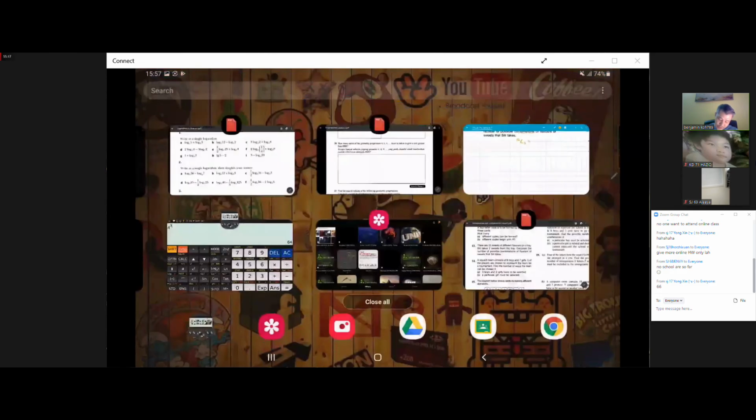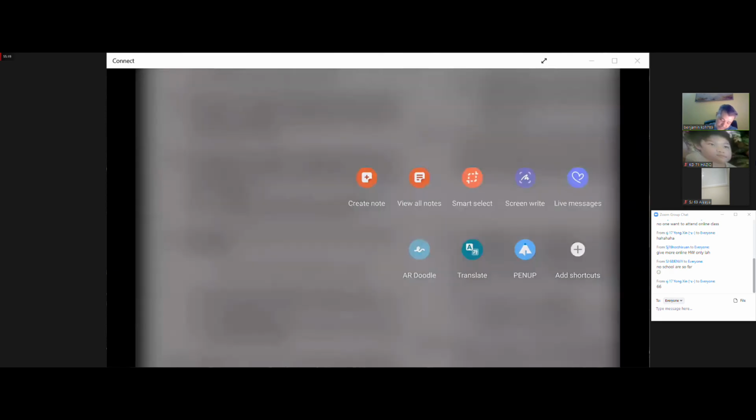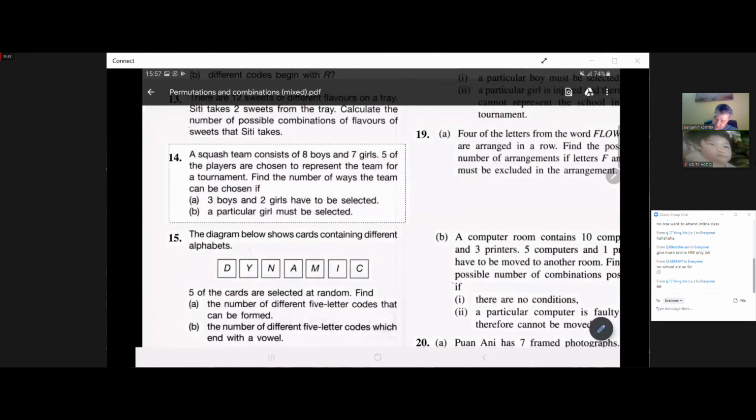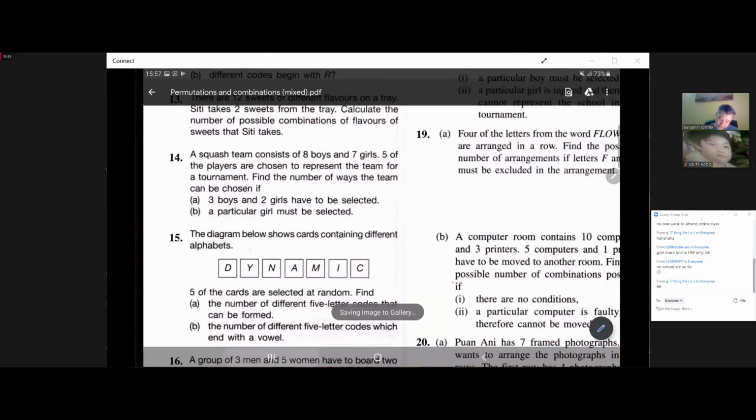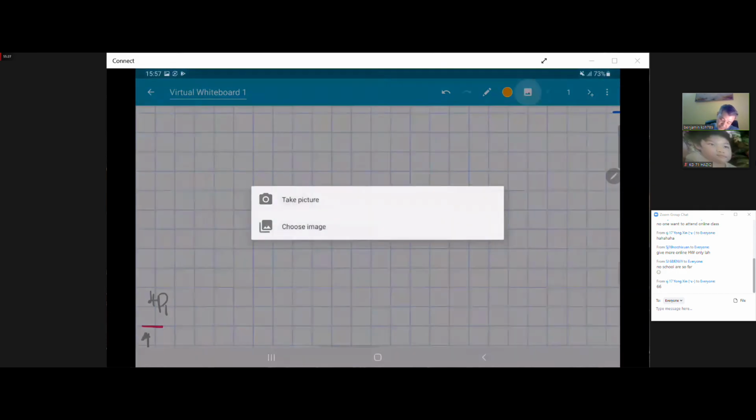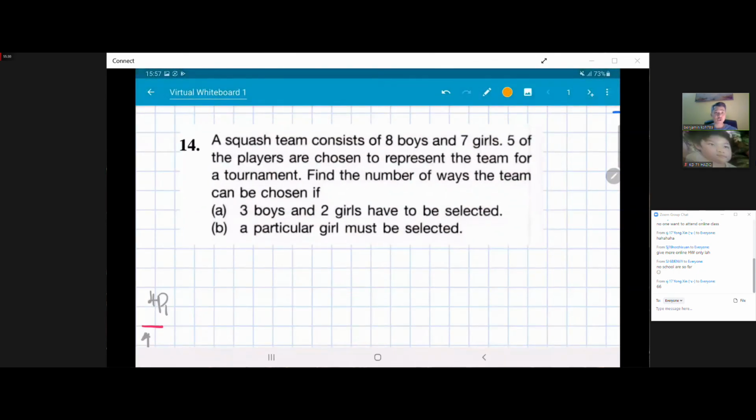Let's run through this very quickly. Question number 14. A squash team consists of 8 boys and 7 girls. 5 of the players are chosen to represent the team for a tournament. Find the number of ways can be chosen if 3 boys and 2 girls are to be selected. Here I see the word team, I see select. Team, select tells me that this is combination.